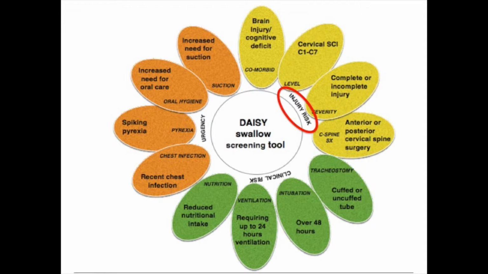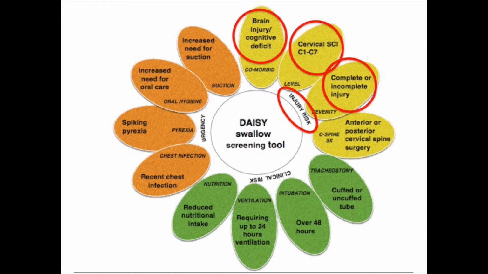Starting with injury risk, does the patient have a brain injury or cognitive deficit following their injury? Is their injury at the cervical level of C1 to C7? Is the injury complete or incomplete, which relates to the diagnosis according to the American Spinal Injury Association? Has the patient had anterior or posterior cervical spinal surgery following this injury?